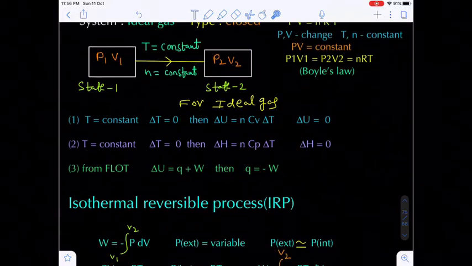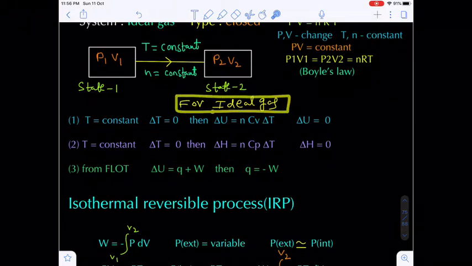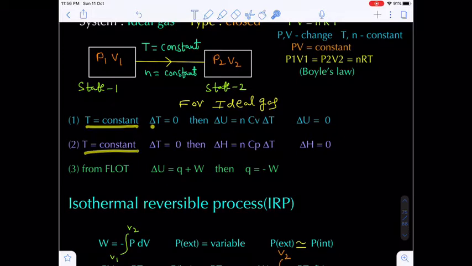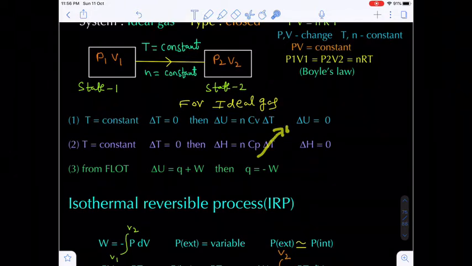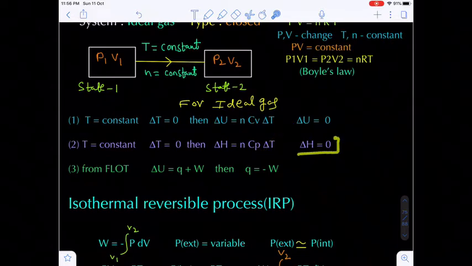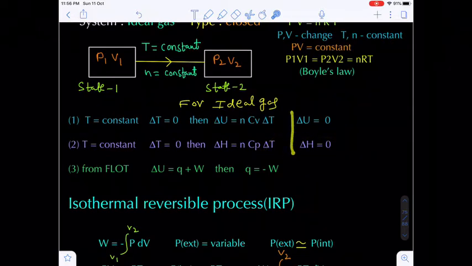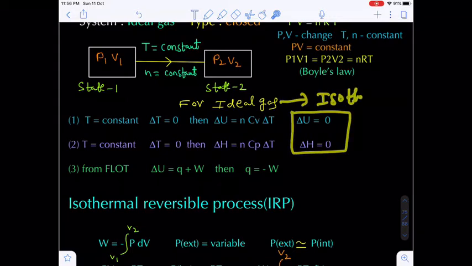Now for an ideal gas, in an isothermal process the temperature is constant, so the change in temperature is 0. Then what is the formula to calculate del U? Del U is equal to nCv del T. Here del T is 0, so the change in internal energy for an isothermal process is 0. Similarly, del H is equal to nCp del T, and here del T is 0, so del H is 0. Remember, del H and del U are both 0 for an ideal gas in an isothermal process.